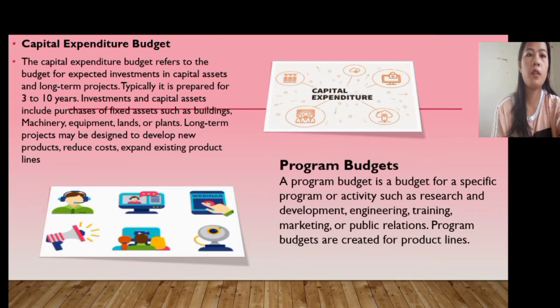Next is the program budget. So the program budget is a budget for a specific program or activity such as research and development, engineering, training, marketing, or public relations. So all the research and project development expenses will be allocated in program budgets.